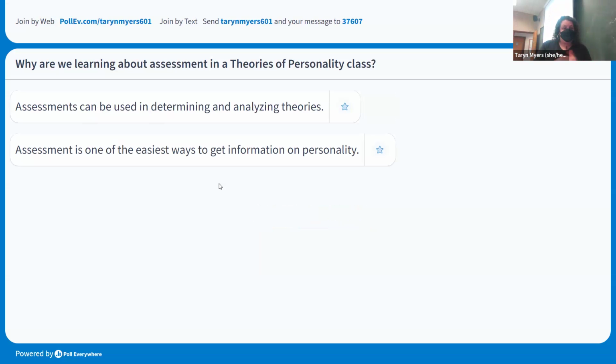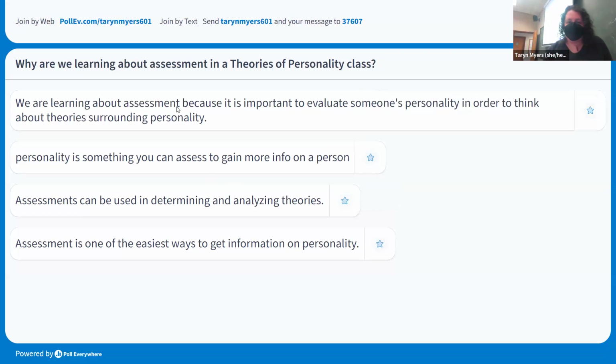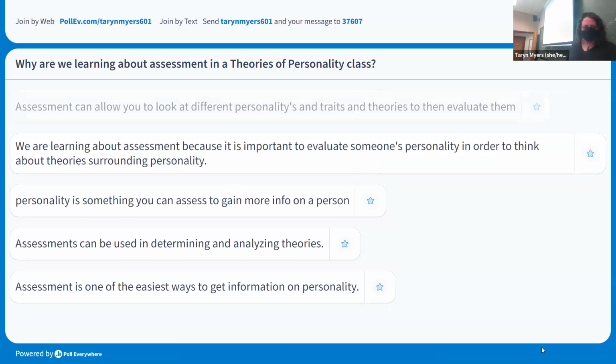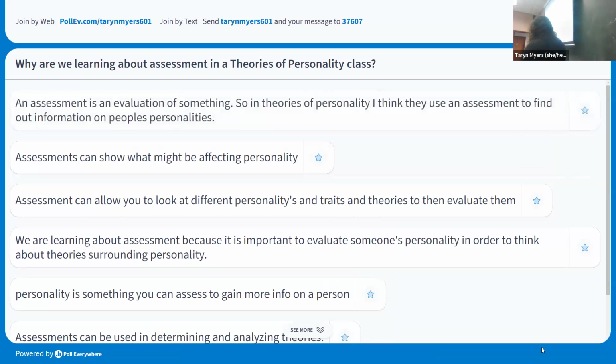So we've got: assessment is one of the easiest ways to get information on personality. Assessments can be used in determining and analyzing theories. Very true. Personality is something you can assess to gain more info on a person. Yeah, especially in, let's say, a clinical setting. It's important to evaluate someone's personality in order to think about the theories surrounding personality. That makes sense to me. It can allow you to look at different personalities and traits and theories and then evaluate them. They can show what might be affecting personality. Yeah, that's really important.